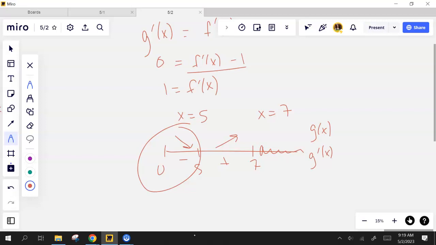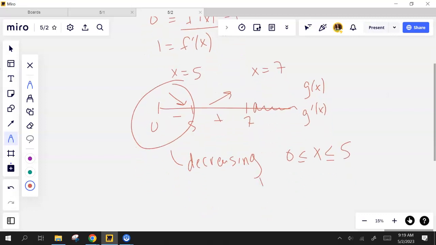No, that's not what they got. No, yes it is. Yes it is. Graph of g is decreasing on the interval from 0 to 5, because g prime is negative on those intervals.